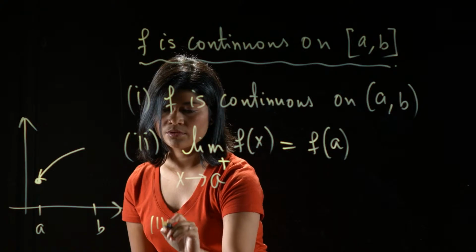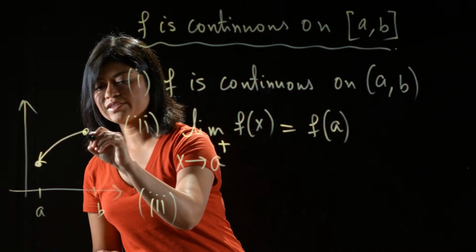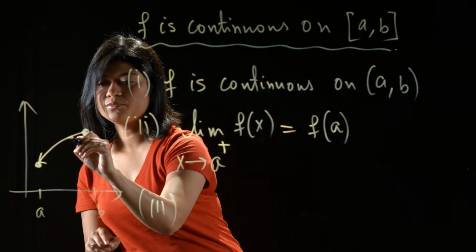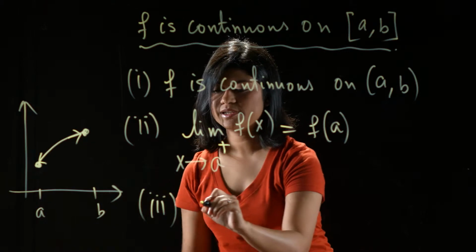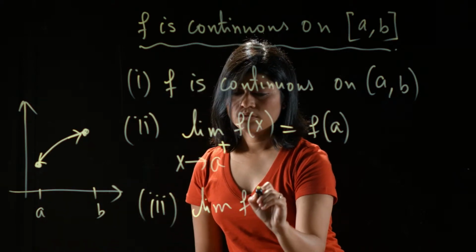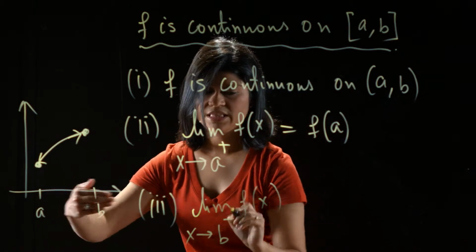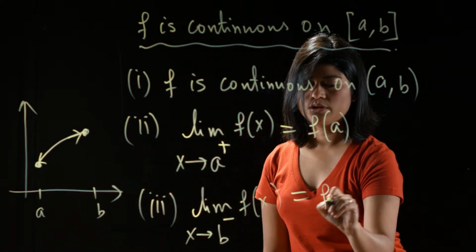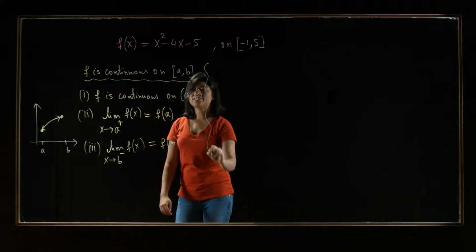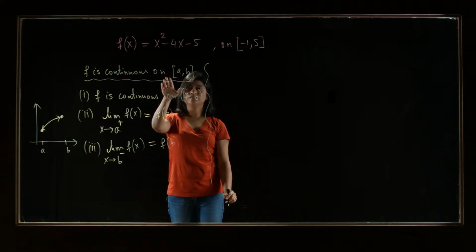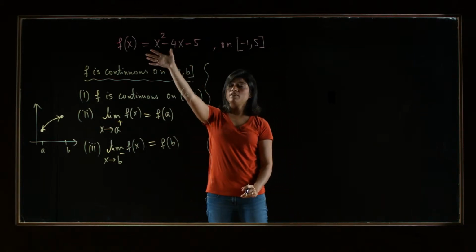Similarly, the third property has to be for b. So when we are considering that endpoint, we have to make sure that only the one-sided limit, the left-sided limit, as x approaches b from the left, has to equal f of b, the function value at b. So that's the definition for a function to be continuous on a closed interval. Now let's go back and solve our problem.